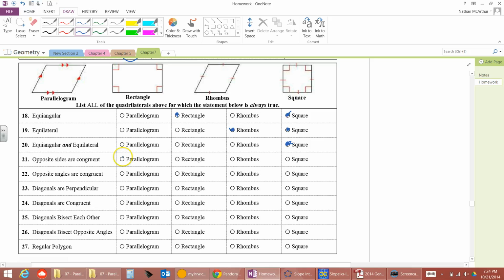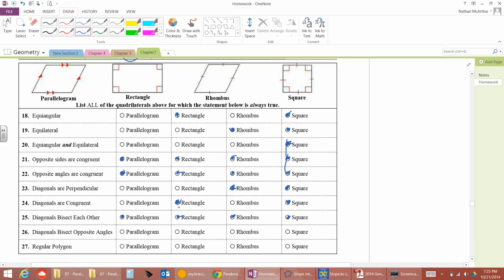Opposite angles are congruent. That's true for parallelograms, and rectangles, and rhombuses, and squares. Diagonals are perpendicular. Now that only works for a rhombus and a square. Diagonals are congruent. Ooh, that starts with rectangles and squares. Diagonals bisect each other. That's a parallelogram. And if it's true for a parallelogram, it's also true for all of them, because all of these are parallelograms.